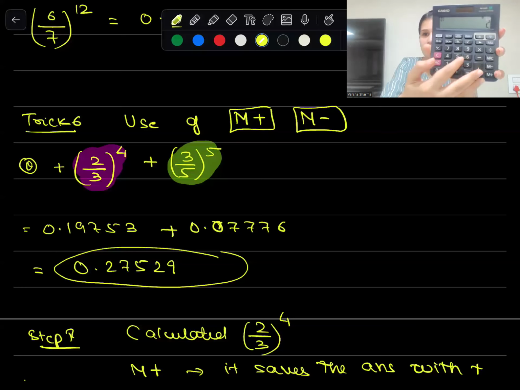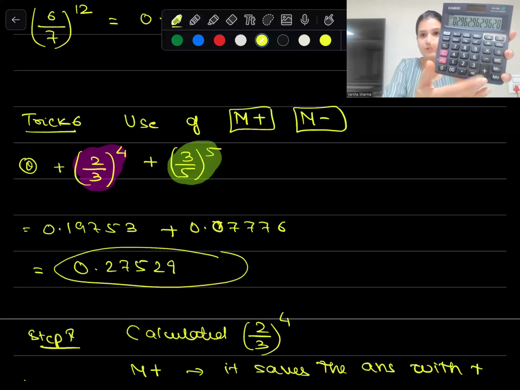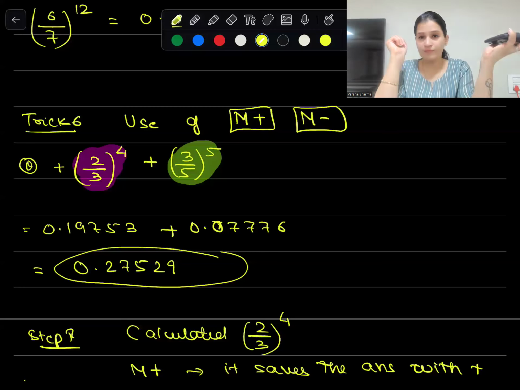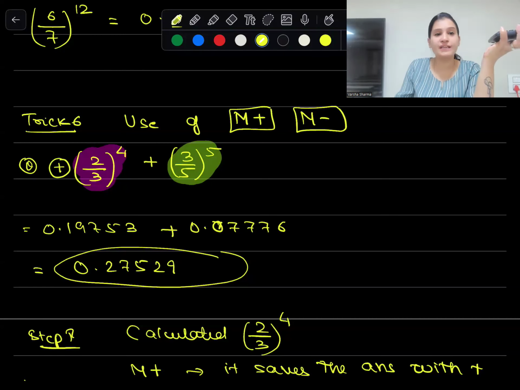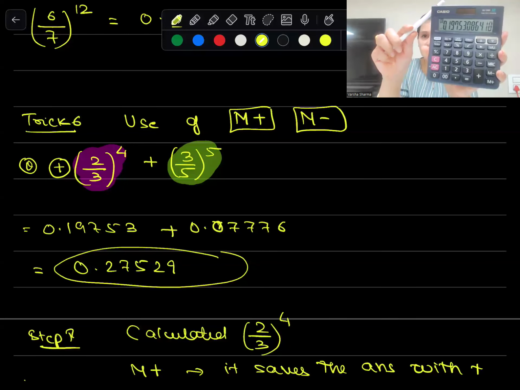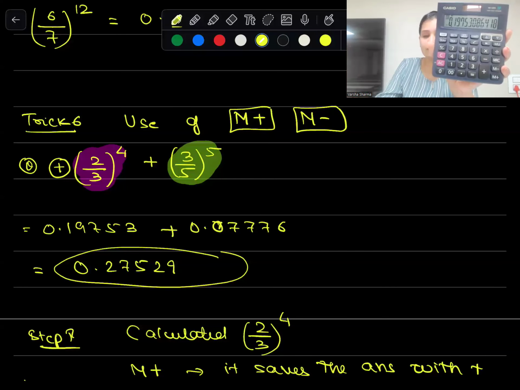So 2 divided by 3 equal 2, 3, 4. Is this on your screen? Yes, ma'am. Now, what is the sign on the left hand side of 2 by 3 power 4? Plus. There was no sign. That means there is a plus sign. So I'm going to save this value in the memory of the calculator with a plus sign. So for that, I'm pressing M plus. Done.